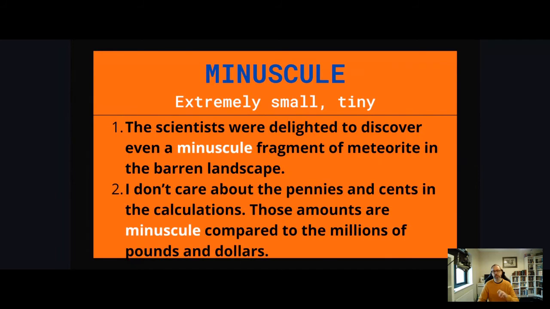The scientists were delighted to discover even a minuscule fragment of meteorite in the barren landscape. Example 2, I don't care about the pennies and cents in the calculations. Those amounts are minuscule compared to the millions of pounds and dollars.